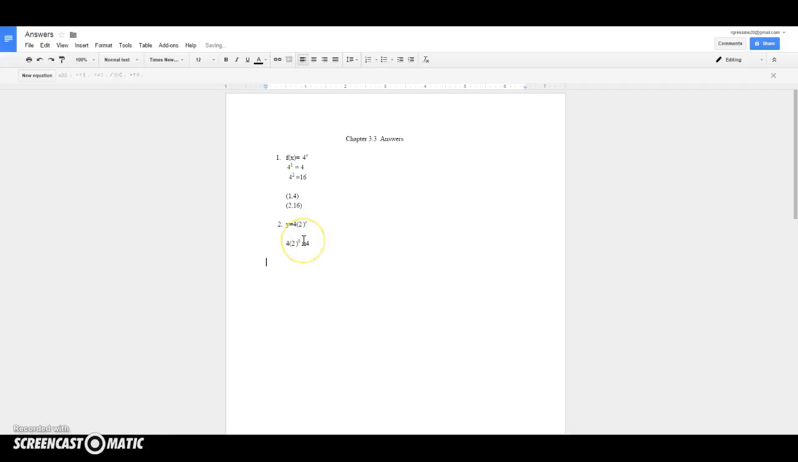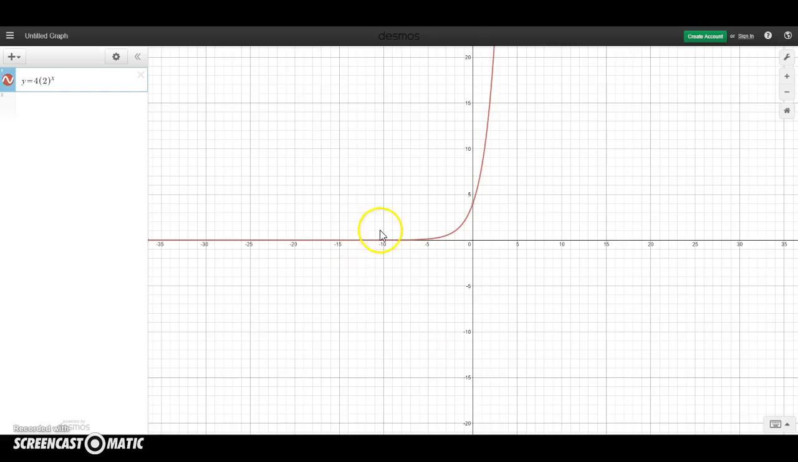Because I have other things to go over and I'm not sure I'll have enough time, let me plug in 1. 2 to the exponent of 1 is 2. 2 times 4 is 8. If I'm right, this should be (1, 8). And we have it right here. Basically, that's how we graph it. Either you graph it on the calculator or just plug in points.